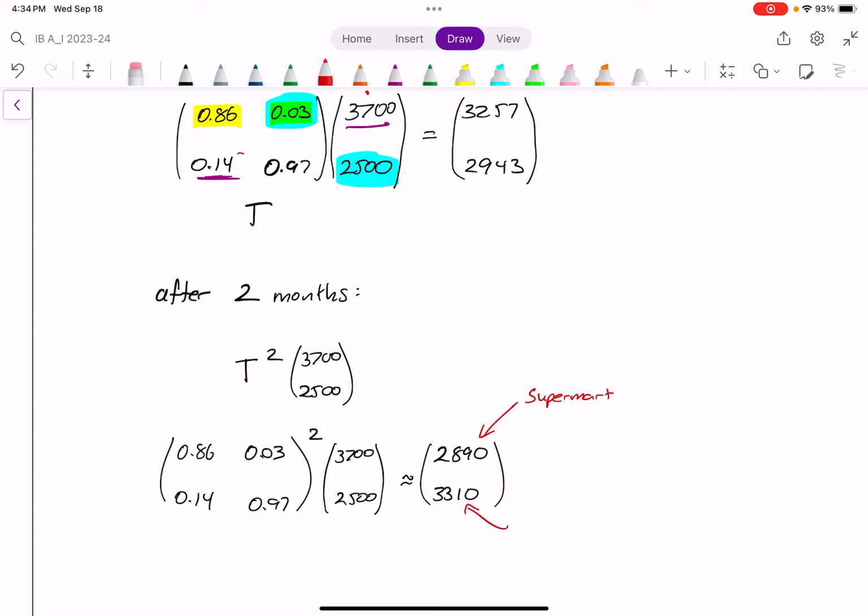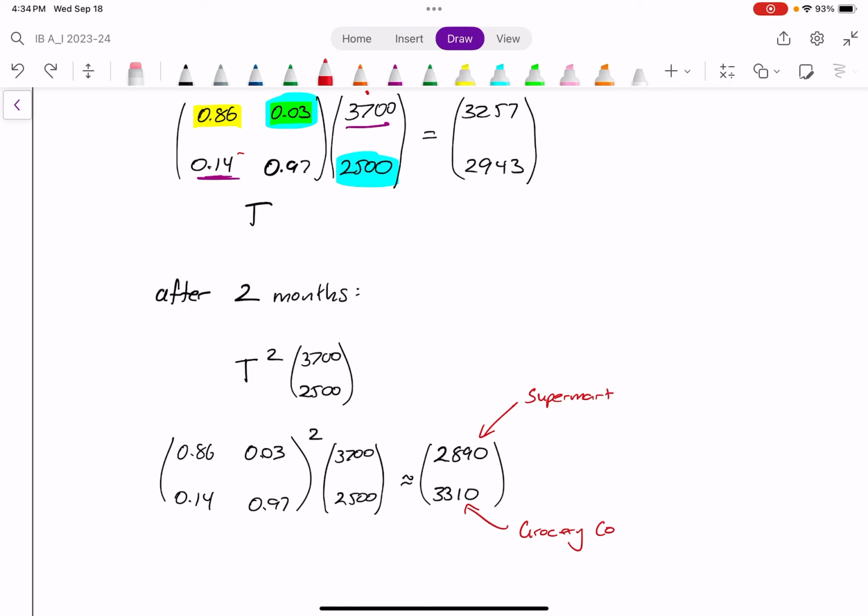And this represents the number of customers at Grocery Co. And if I want to find after 3 months, I just make it a 3 there, or make it a 3 there. And you can use your GDC as much as you want. However, that's not the only way, but that is pretty quick once we have that transition matrix determined.